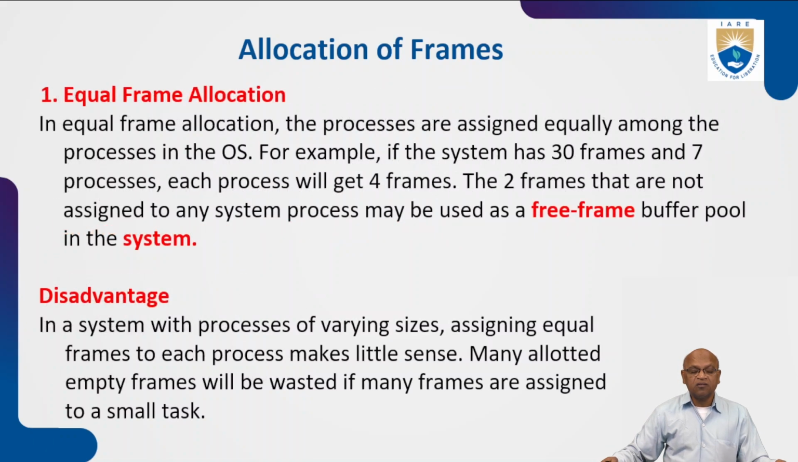In equal frame allocation, the frames are assigned equally among the processes. For example, if the system has 30 frames and 7 processes, each process will get 4 frames. The 2 remaining frames are not assigned to any process and may be used as a free frame buffer pool in the system. Disadvantage: in a system with processes of varying sizes, assigning equal frames to each process makes little sense. Many allotted frames will be wasted if many frames are assigned to a small task.